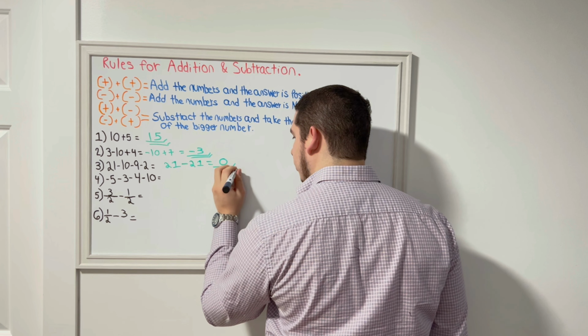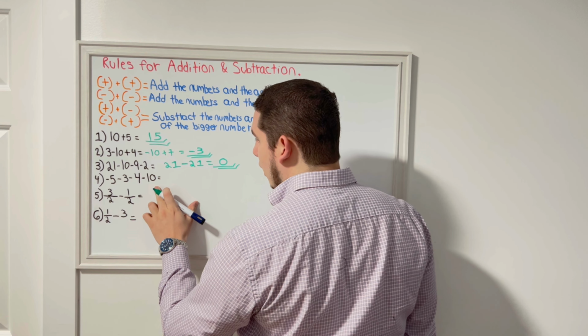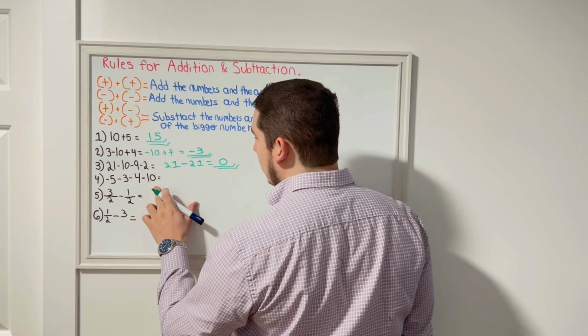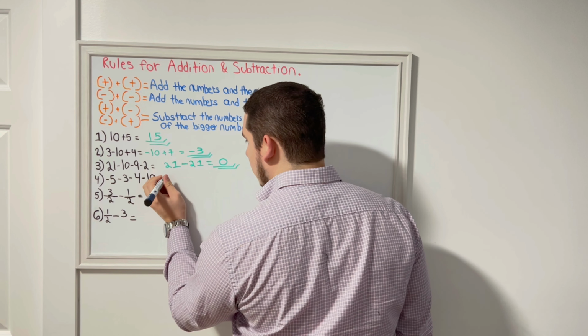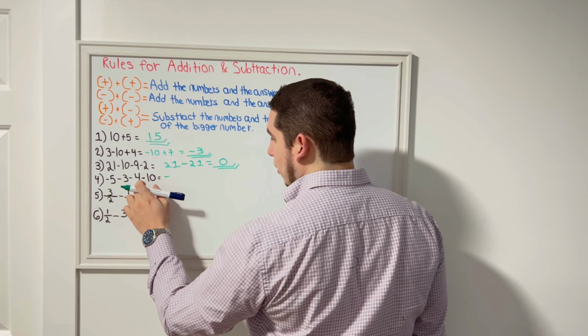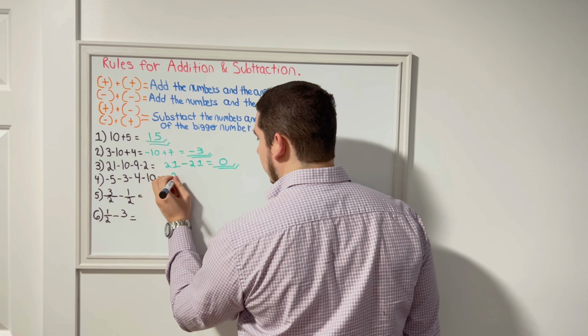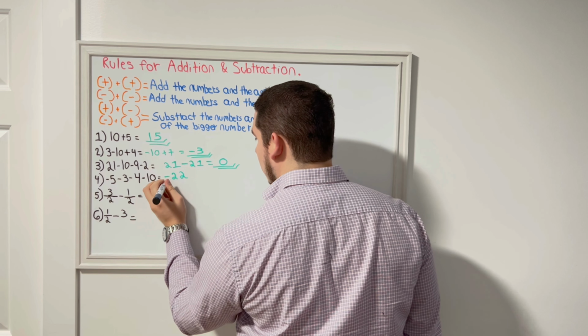Now in number 4, all of the numbers are negative, so we will just add them and leave the negative sign. So the answer is going to be negative, and 5 plus 3 equals 8, plus 4 equals 12, plus 10 equals 22. So the answer is -22.